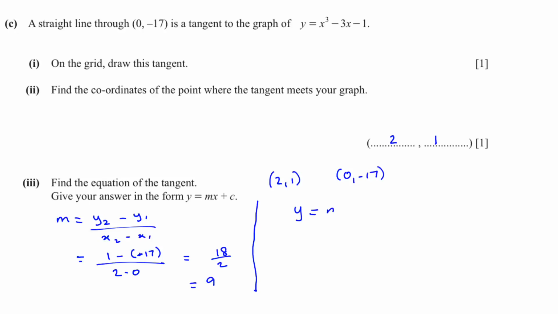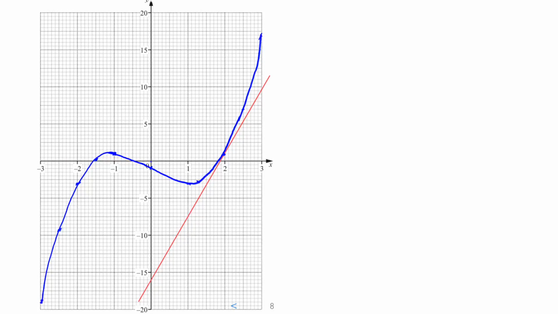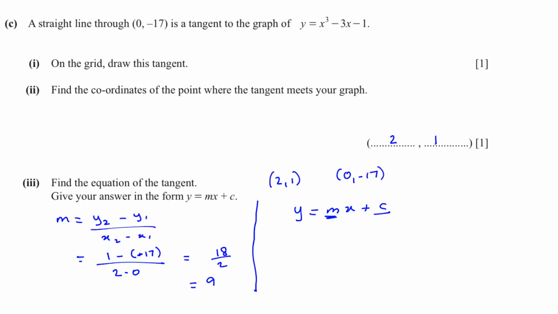And we are going to use this equation, y equals mx plus c. We already found our m. We have to find our c. Usually we replace either this point or this point in this equation and find the c. But for this question, we know the c. C is the y-intercept. It is where it cuts the y-axis. So the point where it cuts the y-axis is negative 17. Therefore, we can replace the m with 9 and c with negative 17. y equals 9x minus 17 is the equation of the tangent.